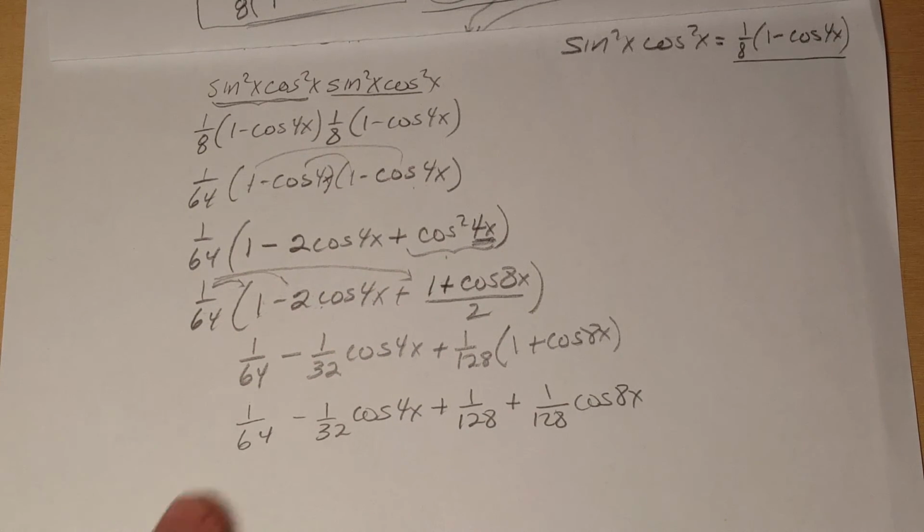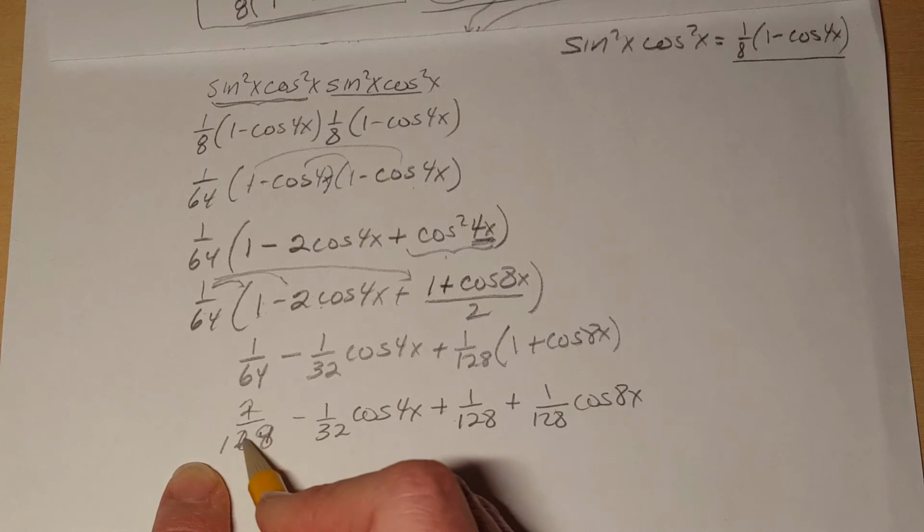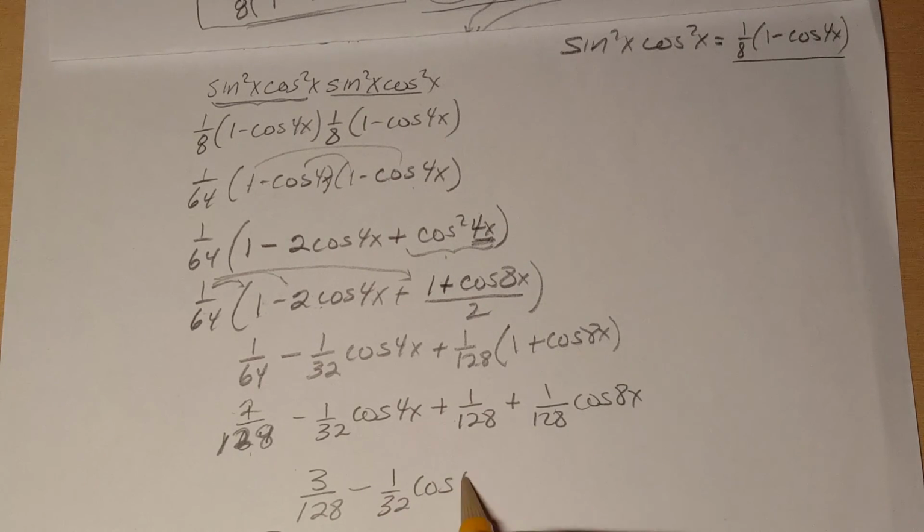And these two can combine. So this is 2 over 128, because 1 over 64 is the same as 2 over 128. So if I combine those, we get 3 over 128, 3/128 minus 1/32 times cosine 4x plus 1/128 times cosine of 8x.